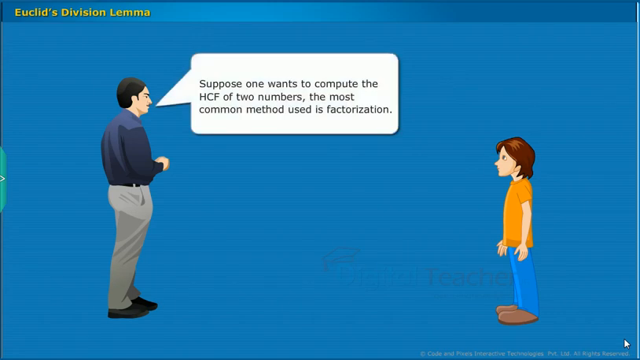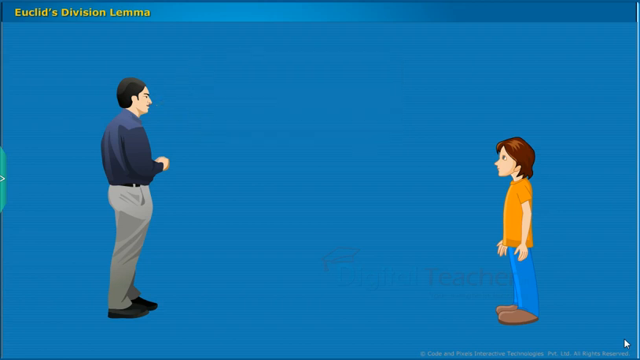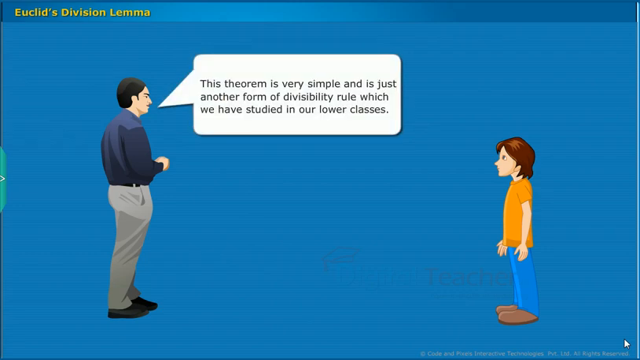Suppose one wants to compute the HCF of two numbers. The most common method used is factorization. But computing the factorization of large numbers such as 65,842, 24,895 and so on is very difficult and takes a lot of time. So Euclid came up with a theorem that would help us find the HCF more easily in less time. This theorem is very simple and is just another form of the divisibility rule, which we have studied in lower classes.